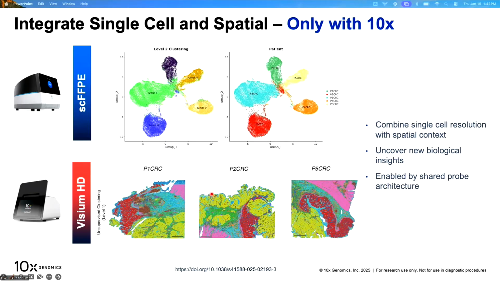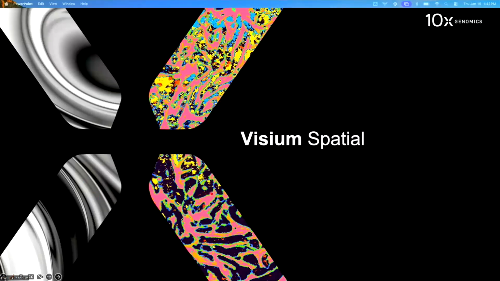That takes me to the next part of my talk, which is spatial. Now, single cell is great, but there is one piece of information, as we're going to see later during the demo, that we missed, and that is spatial context. We no longer know where cells or genes are expressed across the tissue. But now we can do that with Visium.